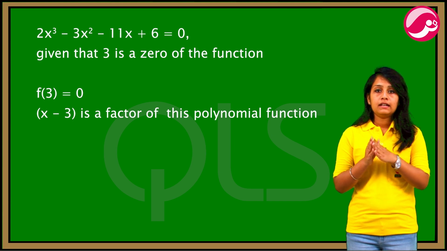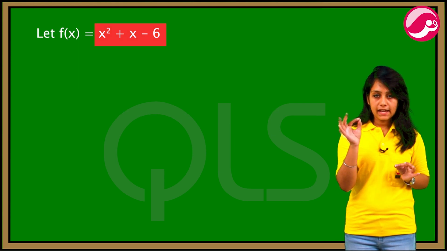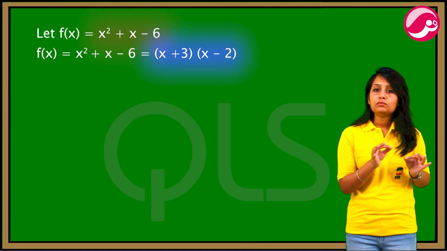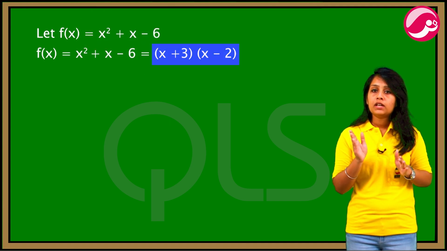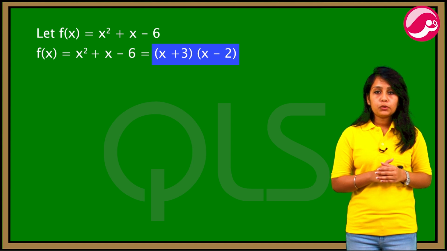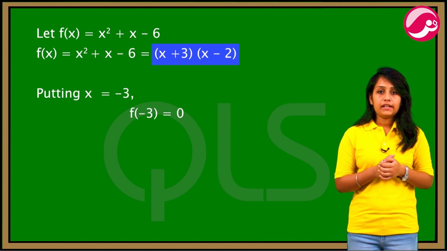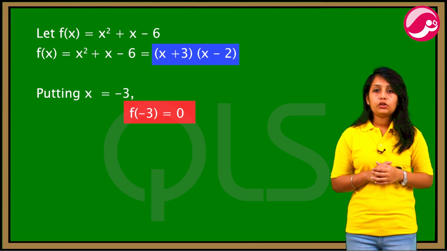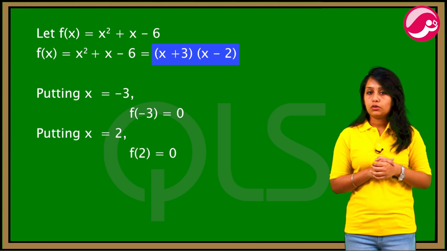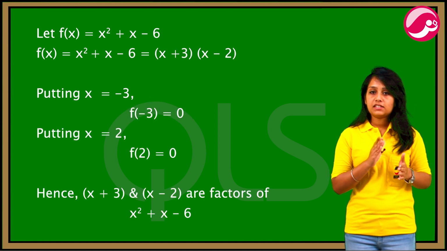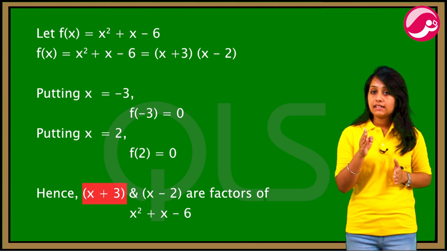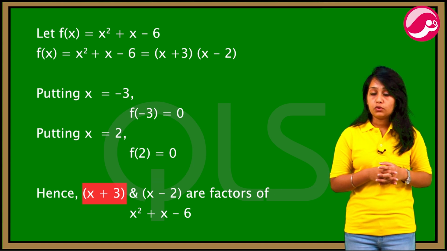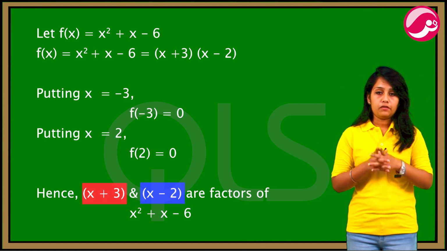For example, let f of x be equal to x square plus x minus 6. That is, f of x is equal to x plus 3 into x minus 2. Now if we put x equal to minus 3, we get f of minus 3 equal to 0. Again, if we put x equal to 2, we get f of 2 equal to 0. Since f of minus 3 is equal to 0, x plus 3 is a factor of f of x. Again, since f of 2 is also equal to 0, x minus 2 is a factor of f of x.